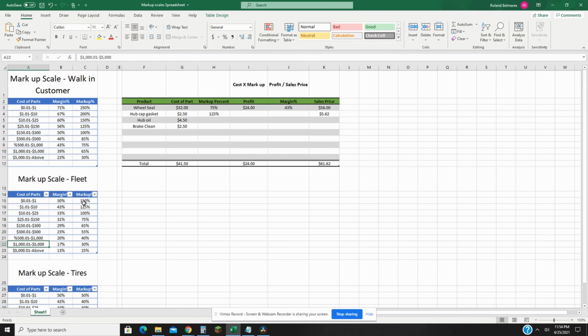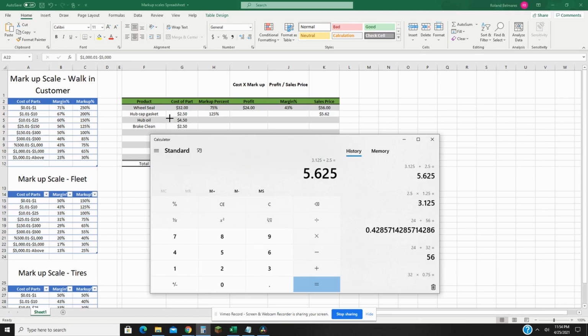So it's kind of the opposite. Markups go higher when the cost is less. Markups go lower when the cost is more. Okay, so let's get back to our hubcap gasket. All right, so hubcap gasket was $5.62, right?